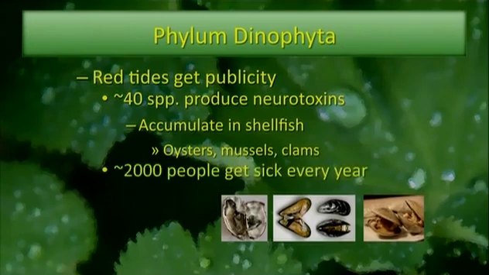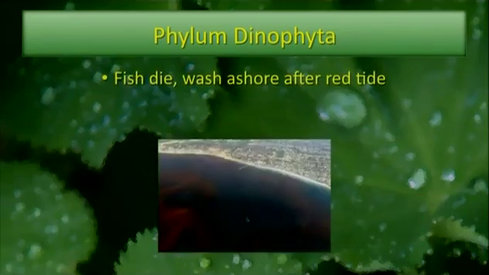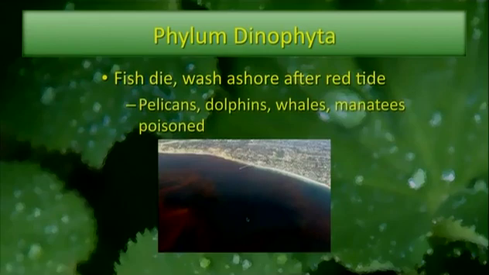Approximately 2,000 people get sick from shellfish poisoning every year, and this is grave. About 15% die of it. And when these red tides happen, like you see in this water here, the fish die and they wash ashore after the red tide, leaving a mess. And organisms that feed on fish, such as pelicans, dolphins, whales, and manatees, get poisoned too.